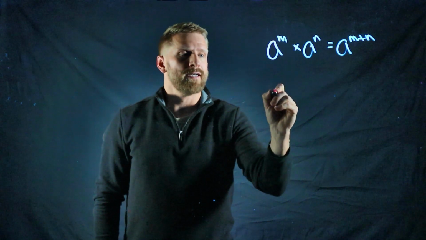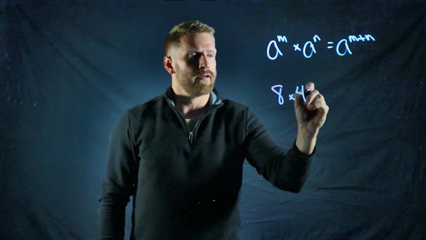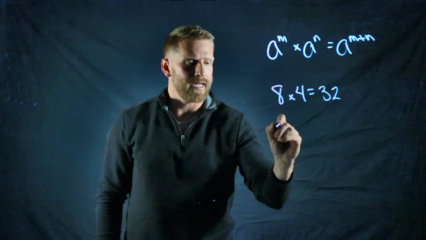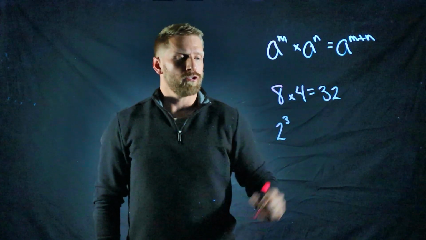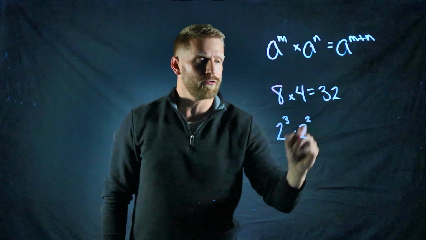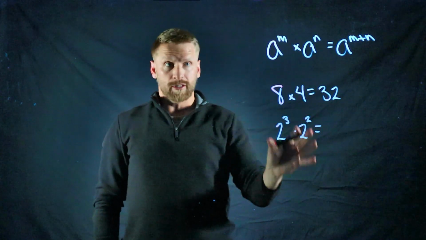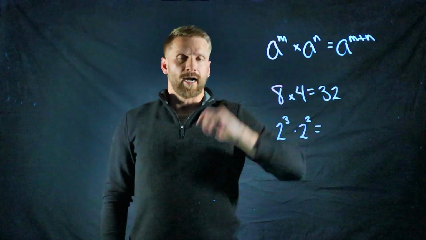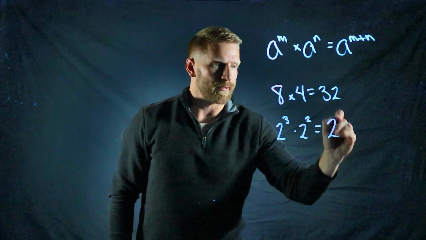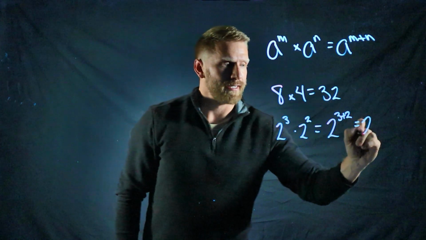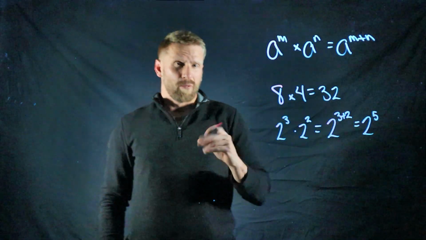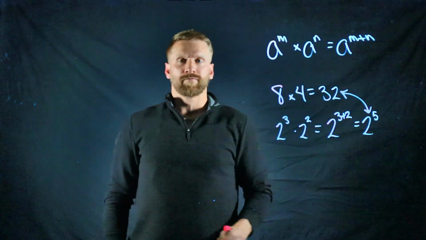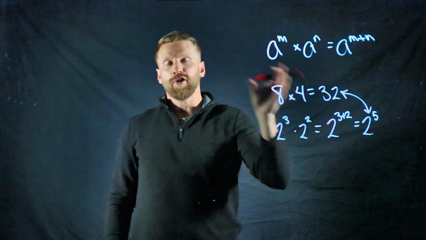So for instance, if I had 8 times 4, we know that's 32, but I could rewrite 8 as a base of 2: 2 cubed, and then 4 can be written as 2 squared. Now, according to my law, I have the same base and I'm multiplying two exponents. I just have to add them together. So I get 2 to the 3 plus 2, which is 2 to the 5. And if you multiply 2 to the 5 out, it's the exact same answer as 32. So I use numbers to prove a principle.